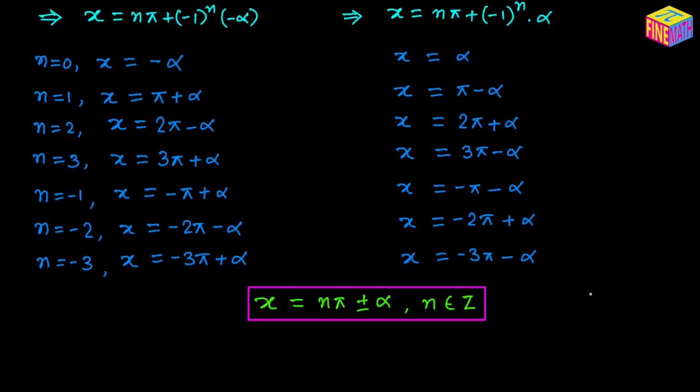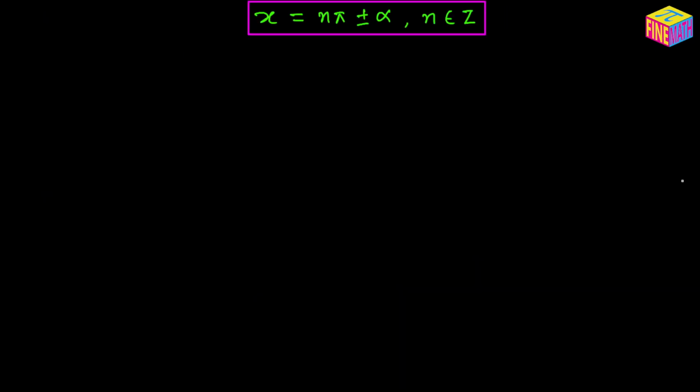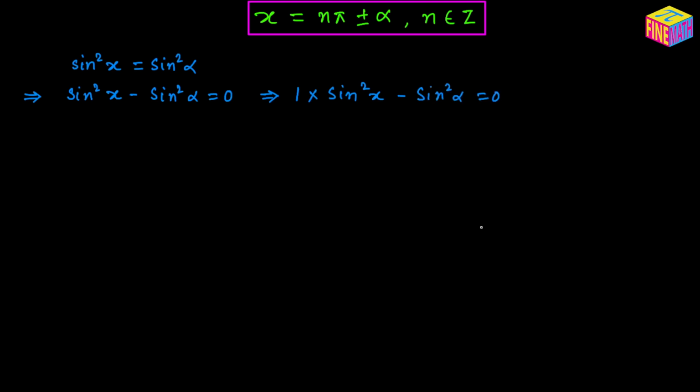Also, there is another way of finding the solution. So let's now try to look at the second method. Let me first write down the original equation. If we bring everything to the left hand side, we can write it as sin squared x minus sin squared alpha equals 0. Now can we write it like this? 1 times sin squared of x minus sin squared of alpha, all of that is equal to 0.